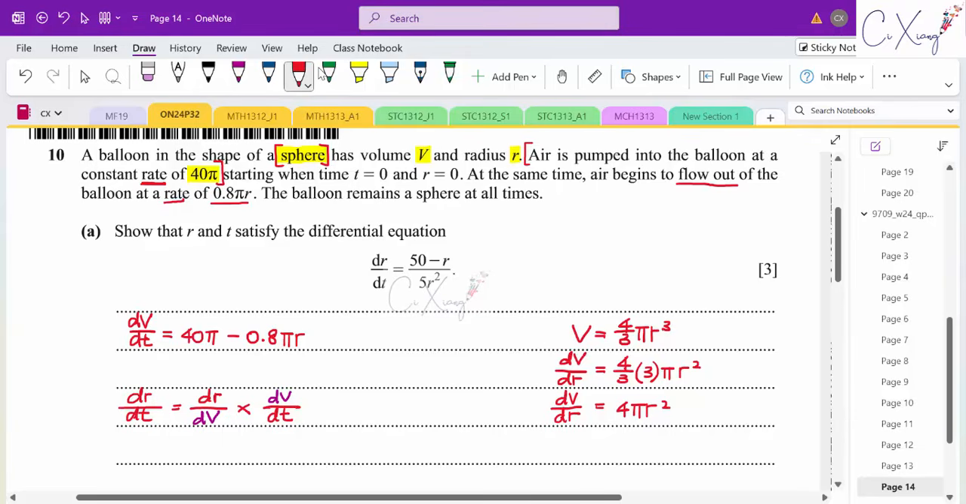Alright, so now let's start. dr over dt, I got dV over dr, so what I need to do is I have to take 1 over, so 1 over 4 pi r squared. Then multiply with dV over dt. So the dV over dt that we have is this one, 40 pi minus 0.8 pi r.